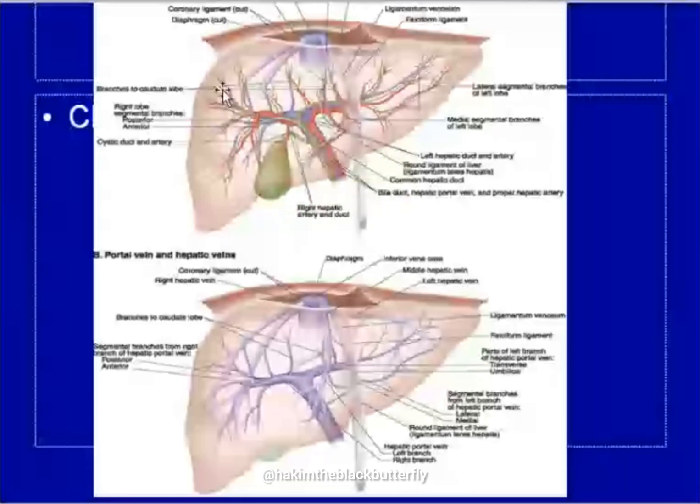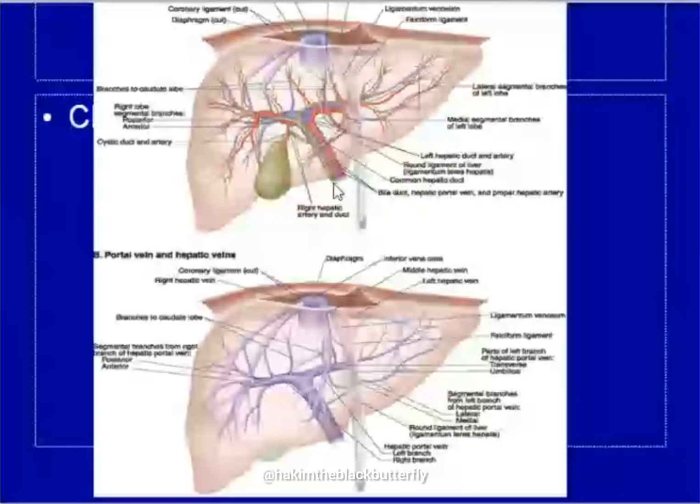So the blood which enters the liver through the hepatic artery and portal vein is going to be drained out through what we call hepatic veins. Now these are hepatic veins draining the blood which entered the liver into the inferior vena cava. So this was showing us that the blood enters the liver through the portal vein and hepatic artery, and then it leaves the liver through hepatic veins, and these hepatic veins drain into the inferior vena cava.